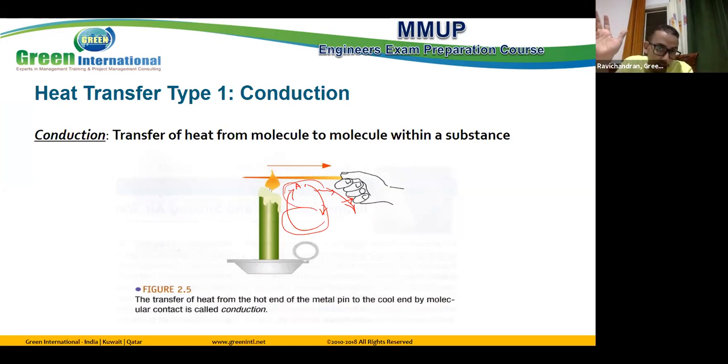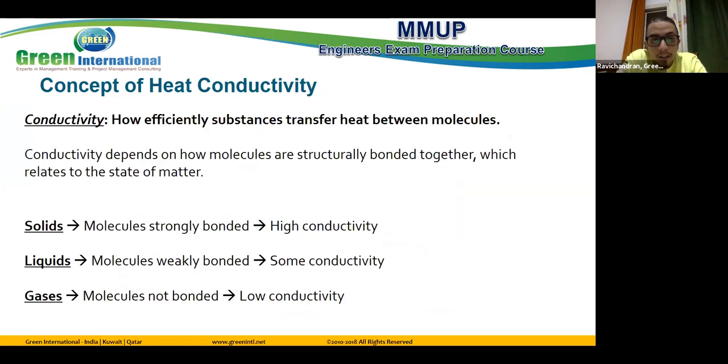Actually, I will now tell you the definition of the three types and apply them to one application. Okay? Conductivity. What is conductivity? Conductivity measures how efficiently a substance transfers heat between molecules. Again, how efficiently a substance transfers heat between molecules.